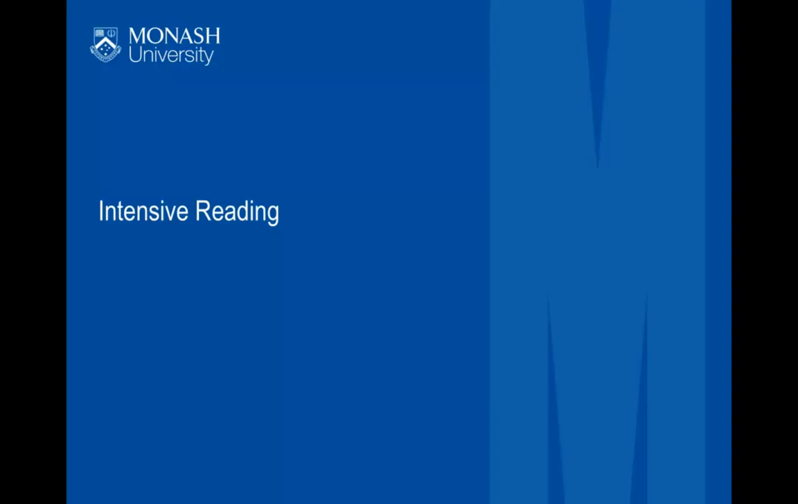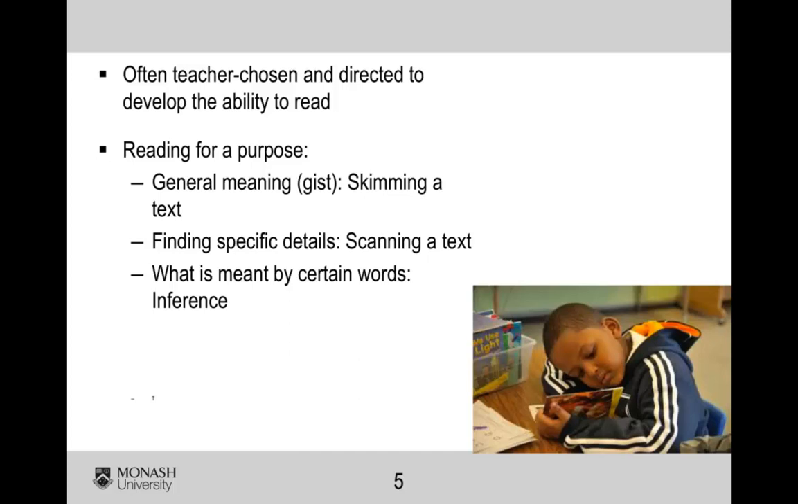Then there's intensive reading. Now, intensive reading is usually directed by the teacher, and the teacher usually chooses what they are intensely reading. So for example, one area for getting students to look at a particular part of reading is reading for a purpose. So maybe they have to look for the meaning, or the gist, we often say. And this is the idea that students can skim a text. Now, skimming is the idea that you do this quite quickly. You're not looking at every single word, but you're looking at general meaning. What's the general idea? What are the key points?